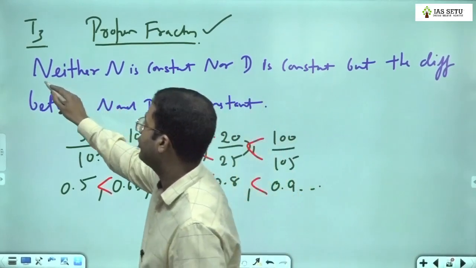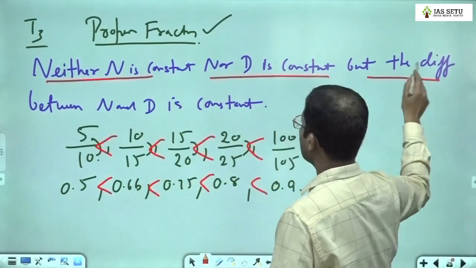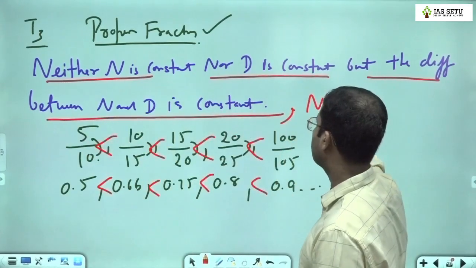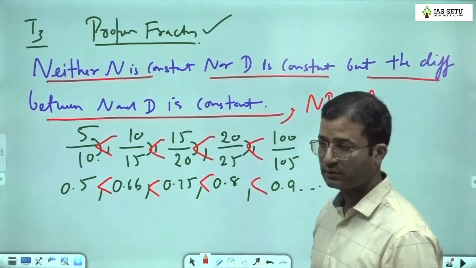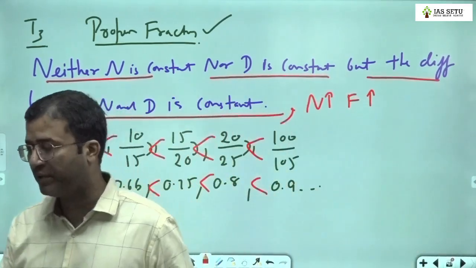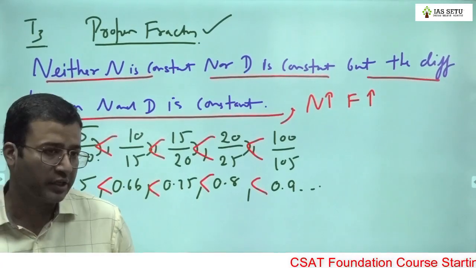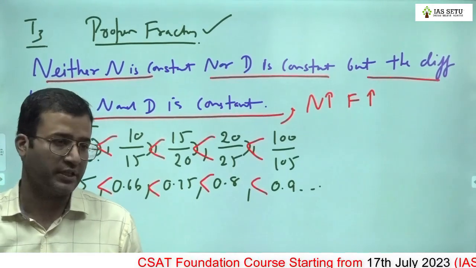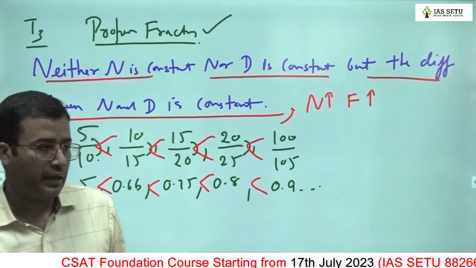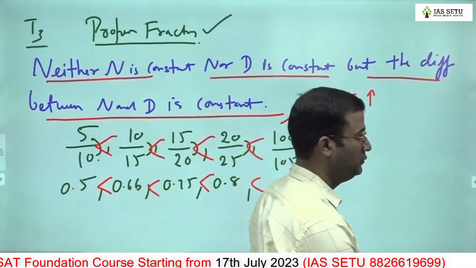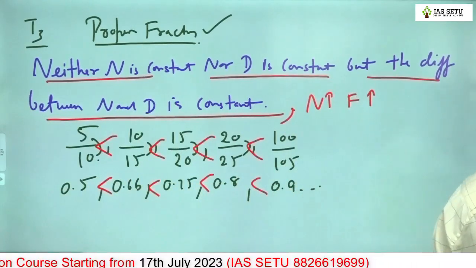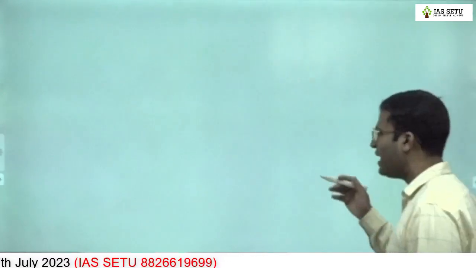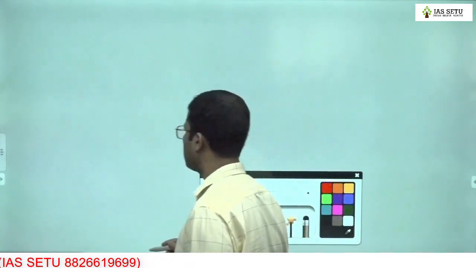Can we say, neither numerator constant nor denominator constant, but the difference between numerator and denominator constant? In that case, as your numerator increases, fraction value increases. If it is a proper fraction and the difference between numerator and denominator is constant, as your numerator increases, your fraction value will keep increasing. Let me take 3-4 examples so that there will not be confusion. And type 3 is easy. There is nothing much like rocket science in type 3.